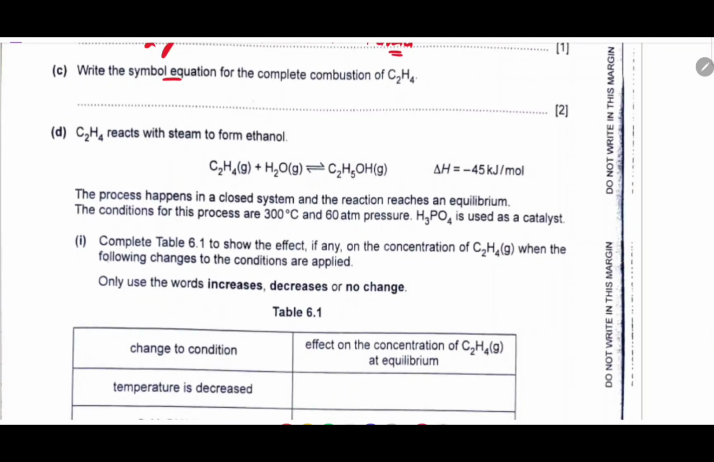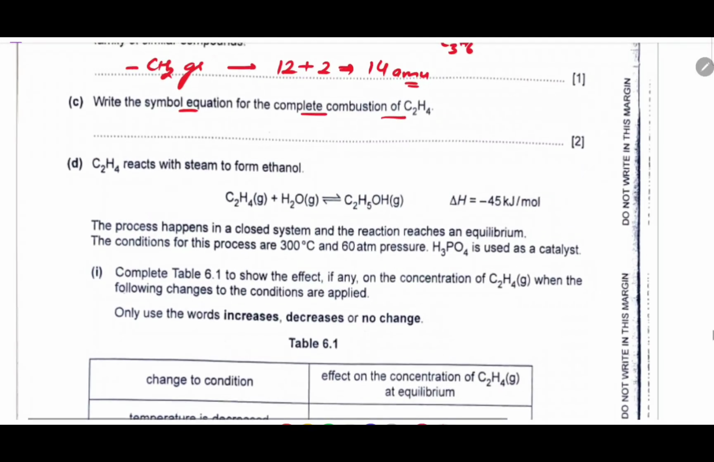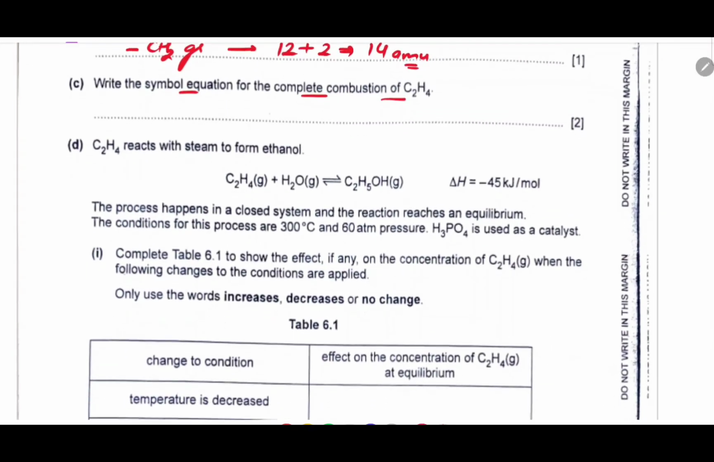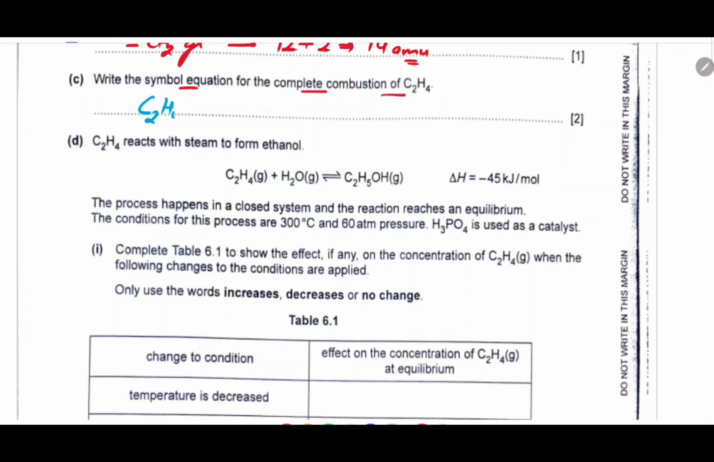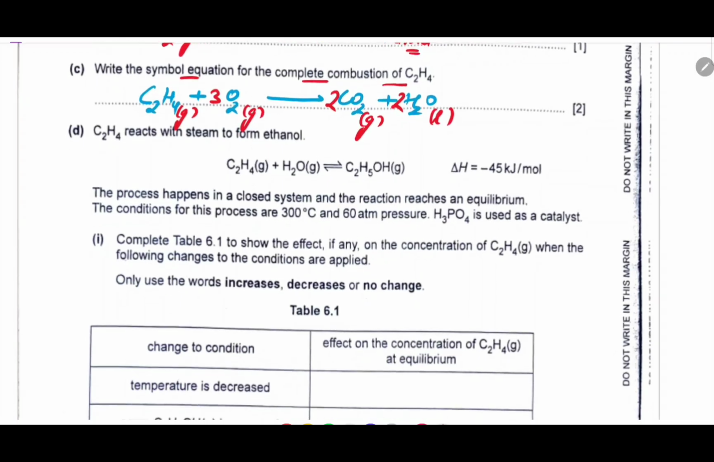Write the symbol equation for complete combustion of C2H4. When we combust C2H4, or any organic compound, completely, it always produces carbon dioxide and water, CO2 plus H2O. If I balance this equation, it will be 2 CO2 and 2 H2O, and oxygen will be 4 plus 2, 6, so 3 O2. C2H4 is a gas, oxygen is a gas, CO2 is a gas, but the water produced is a liquid. During combustion, water is always produced in liquid state.